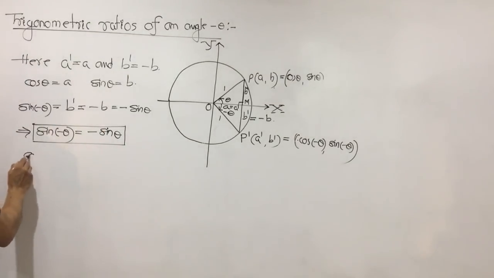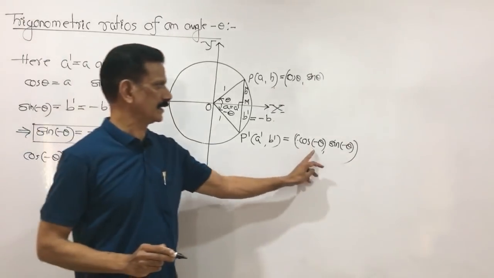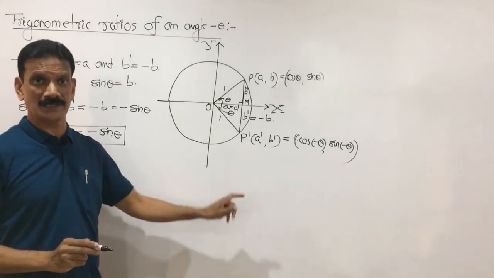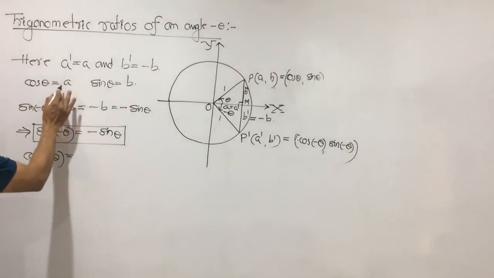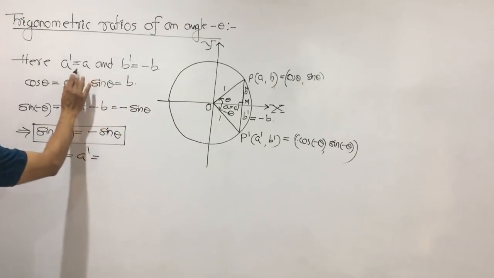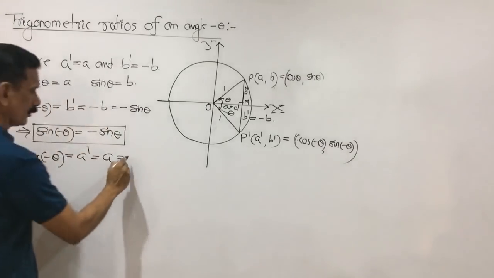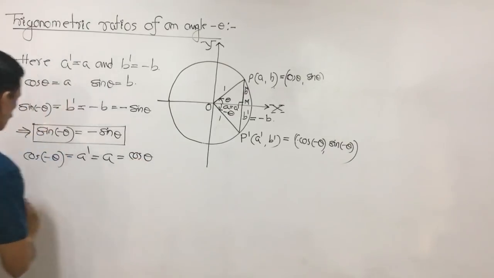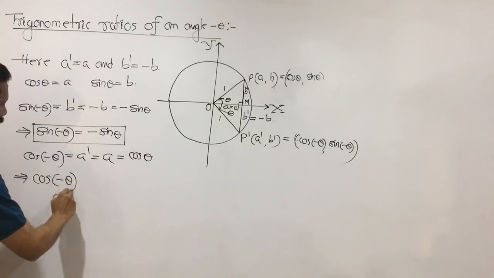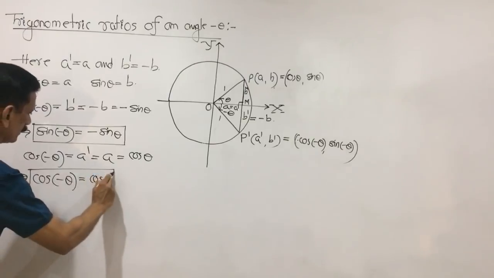After that, I take cos of minus theta. Cos of minus theta is A dash, because abscissa divided by distance, A dash divided by 1, is A dash. And A dash is A, and A is nothing but cos theta. So I can write cos of minus theta is cos theta.